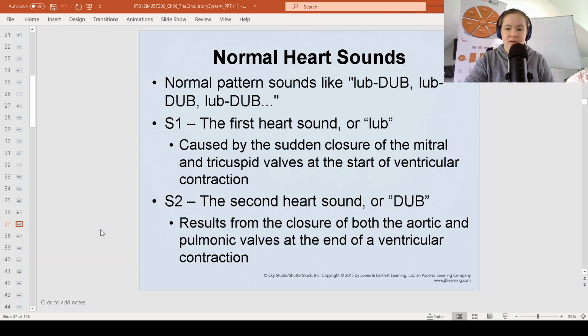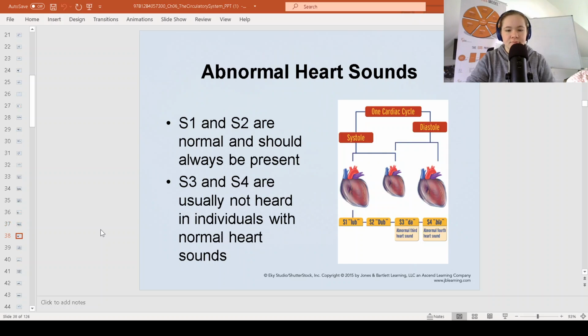Normal heart sounds sound like lub-dub, lub-dub. The first heart sound, which is lub, is caused by the sudden closure of the mitral and tricuspid valves at the start of the ventricular contraction. The next sound, which is dub, is usually more powerful. This results from the closure of both the aortic and pulmonic valves at the end of the ventricular contraction. So sounds 1 and 2 are normal and should always be present.